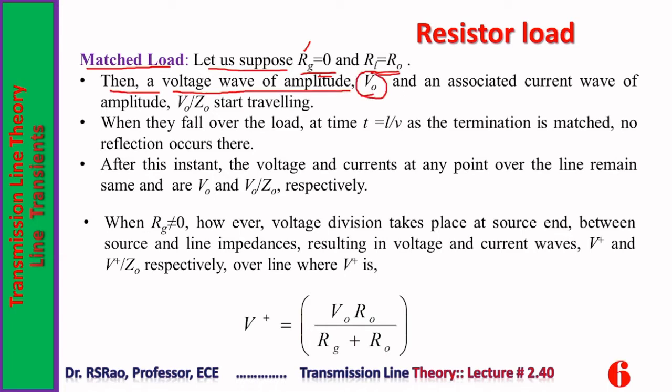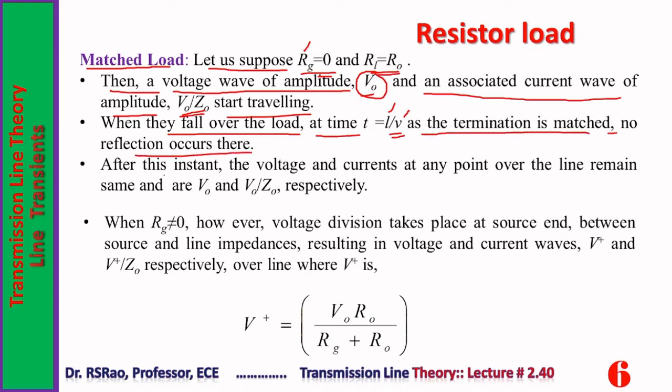V0 is the voltage of the source, and an associated current wave of amplitude V0 by Z0 start traveling. When they fall over the load at a time T equal to L by V, where L is the length of the line and V is the velocity of the wave, as the termination is matched, no reflection occurs there. After this incident, the voltage and currents at any point over the line remain the same and are V0 and V0 by Z0 respectively.